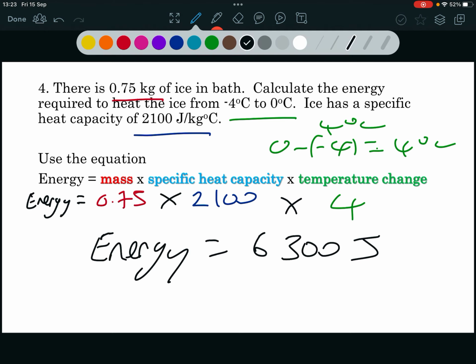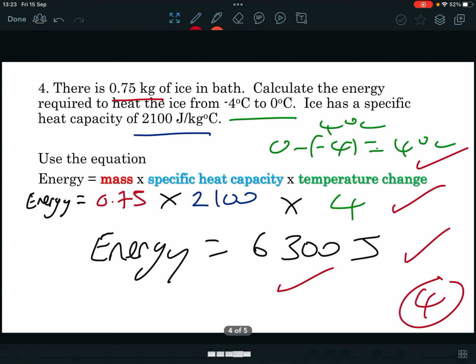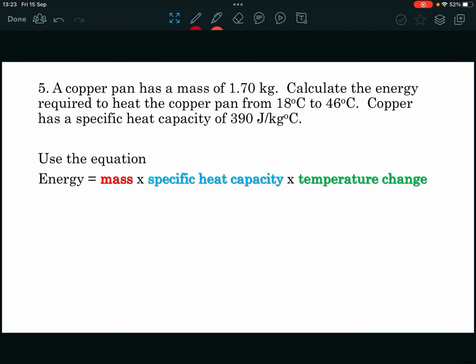Okay, how do you get the marks here? So you get a mark for finding the temperature change was 4 degrees C. You get a mark for putting the numbers into your equation. You get a mark for the correct answer of 6,300 and a mark for the unit of joules. Can you give yourself a score out of 4, please, for that question? Okay, I'm just going to move on. Obviously, if you need a bit more time, you can pause the video there.